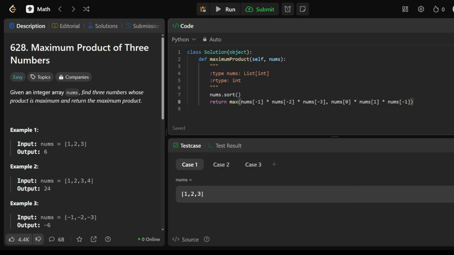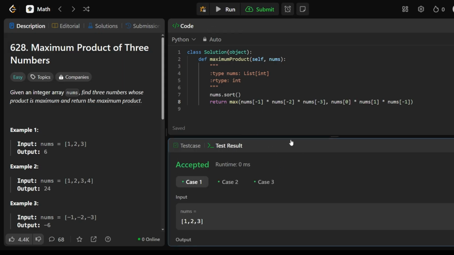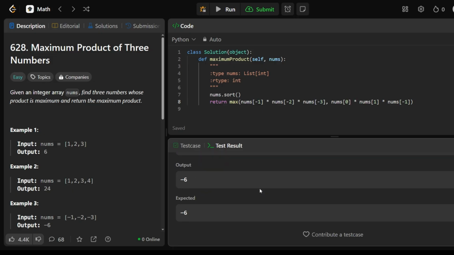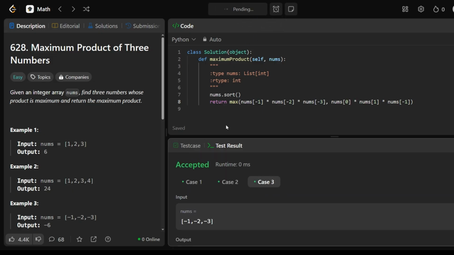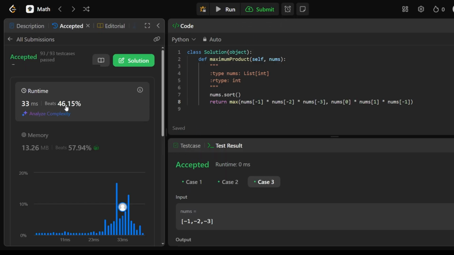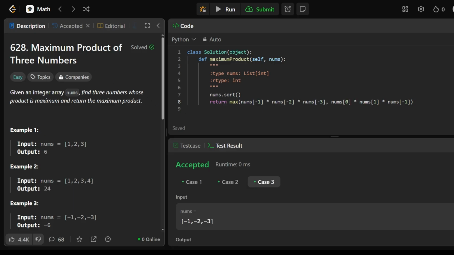Now, after that, that's all we'll need to do, and we can run and test this, and you can see it's accepted. Now we'll submit, and we can see here this answer beats 40% of answers in terms of runtime and 57% in terms of memory. Now that's how you can do LeetCode 628, maximum product of three numbers.